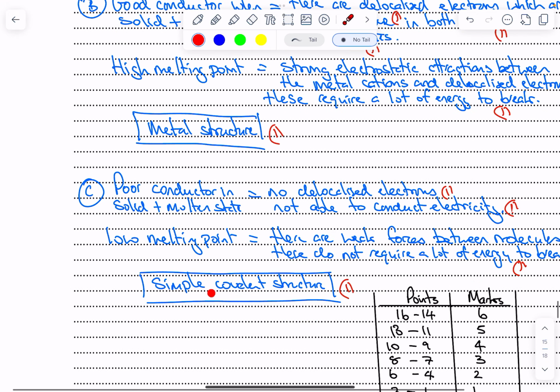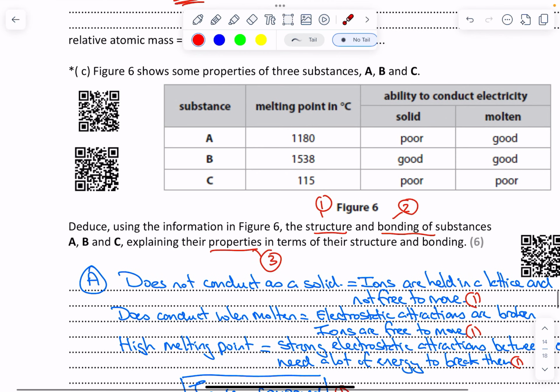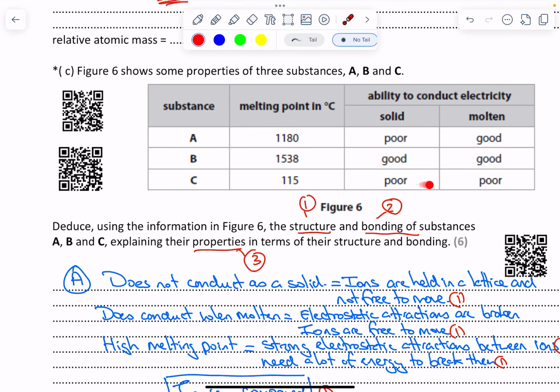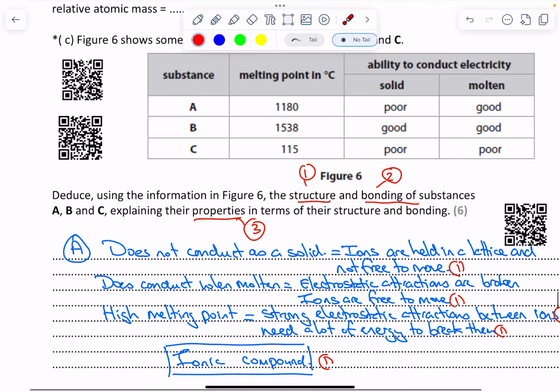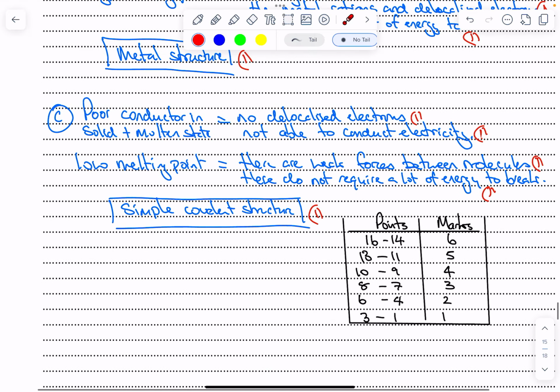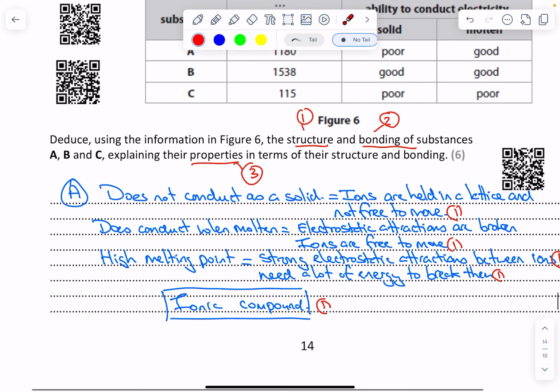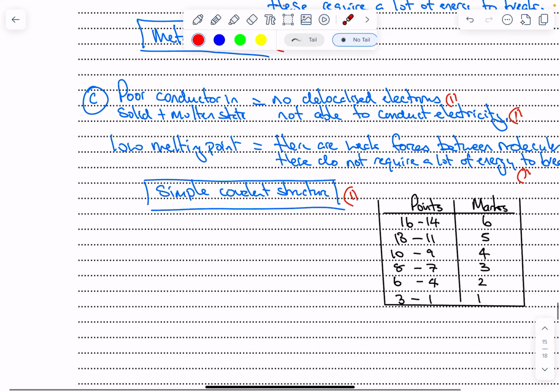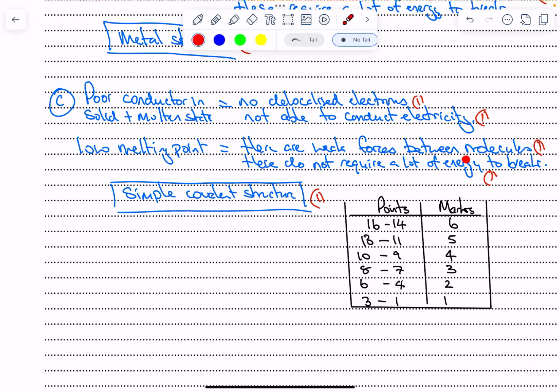And the final one, I reckon the final one's a simple covalent. If I just come up to show you why. So simple covalent, let's look at these conditions first. So it's a poor conductor in solid and molten state. And the reason that is the case is because there aren't any delocalized electrons, and therefore there's nothing free to move. So it's not able to conduct electricity. The melting point was quite low, and the reason that simple covalent have low melting points is because there are weak forces between the molecules, and these do not require a lot of energy to break. Definitely simple covalent structure. So if you count the red marks up, I make it there's a total of 16.